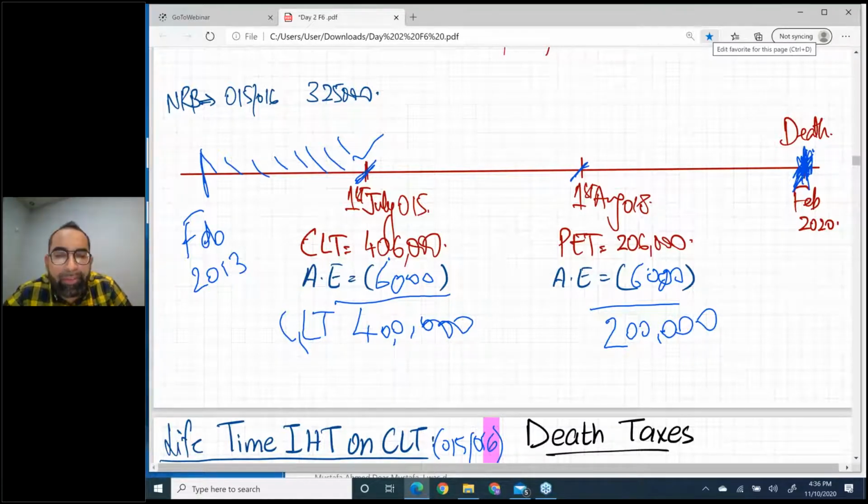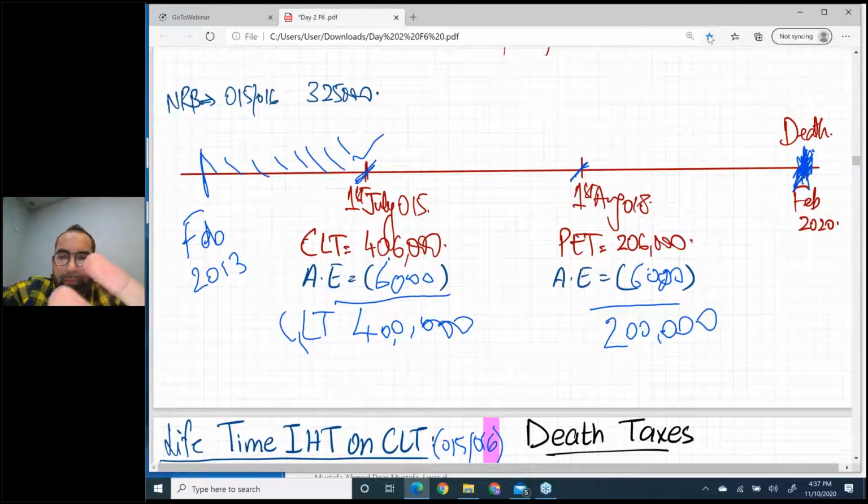So now you have to calculate additional IHT on this CLT. Okay, how do we calculate it? For death taxes you get NRB again. You get NRB of 325,000 again. For the 2019-20 fiscal year, the NRB is again 325,000. There is a fixed NRB you have to learn, that is 325,000, right? And now we have to do the working from zero.